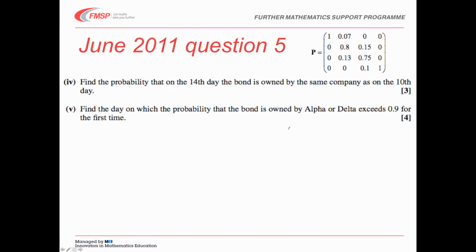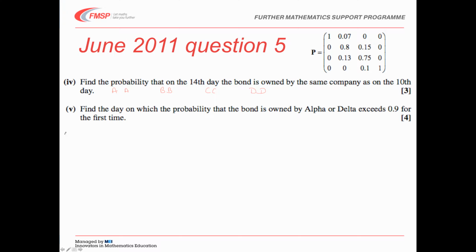Now again, we've got a similar type of question as we had in the last one. Find the probability on the 14th day it's owned by the same company as on the 10th day. The only thing is here, they're not telling us which one they want it to be. So there are actually 4 possibilities. It can be A and A, B and B, C and C, or D and D. So we need to look at all 4 of those probabilities. And it's the 14th day and the 10th day. Well, we've already looked at the 10th day. That's the P to the power 9. Okay, so that's the bit that we need to look at.